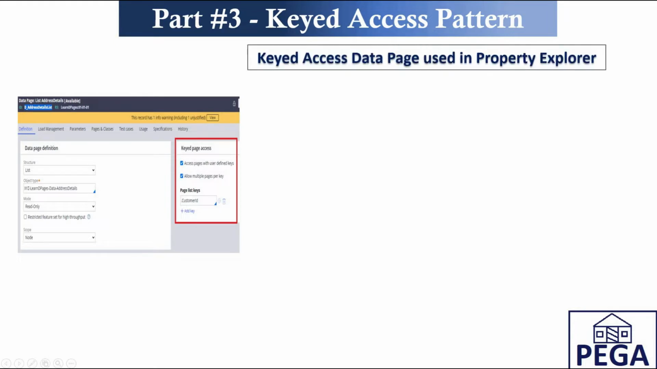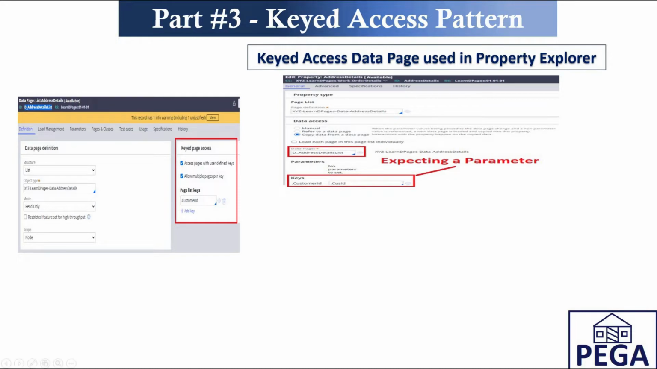Now, if I use this keyed access database in Property Explorer, because I have defined this key as customer ID, the moment I mention that database in the Property Explorer, I'm going to get this key option so that I can pass the key.